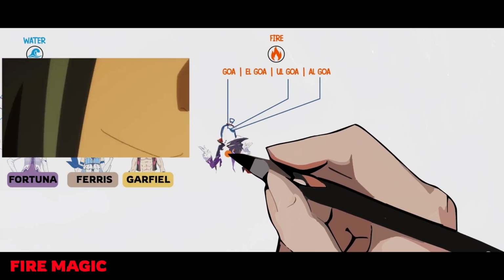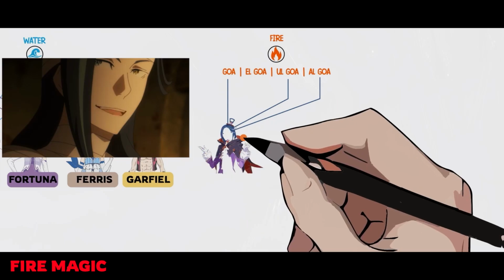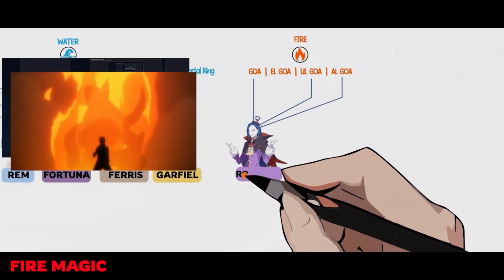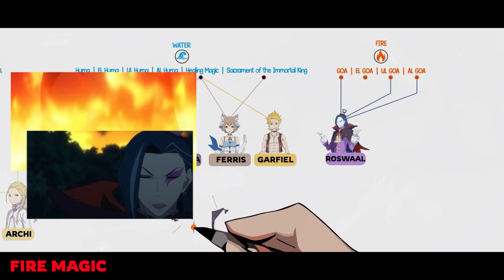Next, we'll talk about the fire element. This element involves controlling temperature, so ice magic also falls under this category. The most famous spell here is Gawa, along with its variants. Roswell can use all variants of the Gawa spell.